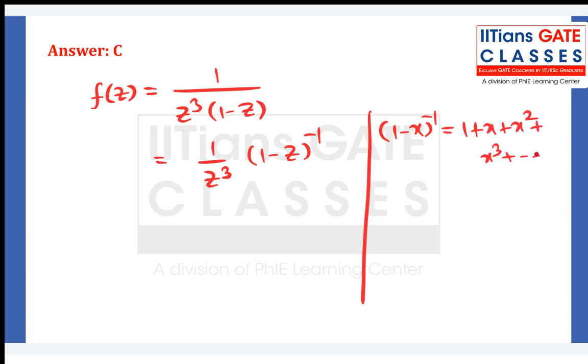Okay, and one caveat here is mod of x should be less than 1, but more often than not they don't mention this condition. So we just implicitly assume that here also mod of z is less than 1. But strictly speaking that should also be mentioned in the question. Otherwise, if mod of z is greater than 1, this is not the correct expansion 1 plus x square plus x cube. If mod of x is greater than 1, then we do another kind of series expansion, but that is usually not considered, so let's not go there.